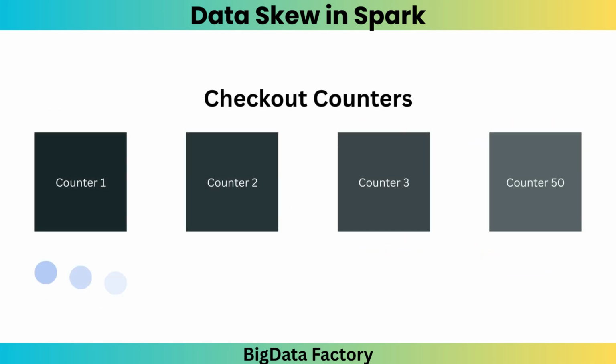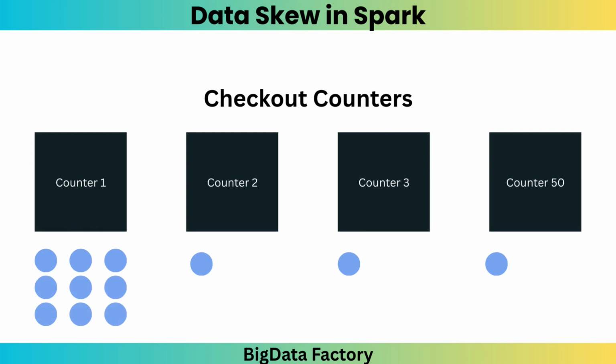So what is skew actually? Spark runs in parallel by splitting data into partitions. Each partition becomes a task. If partitions are balanced, tasks finish around the same time. Data skew is when the distribution is not balanced. A few partitions become huge, then one or two tasks take forever and the entire stage waits.